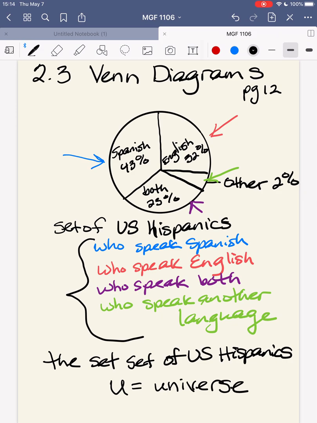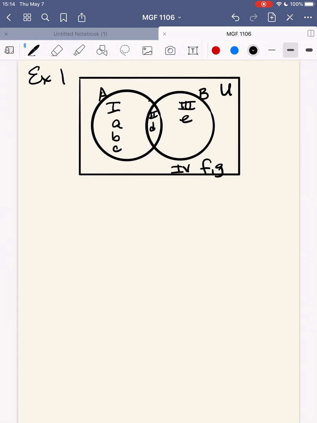Okay, so how we go ahead is we usually have some circles, and then we have this thing called the universe. And this is what a Venn diagram looks like. Okay, so this is your Venn diagram. Your Venn diagram is always going to have this box around it that represents your universe. And then you're going to have a couple of different sets inside.